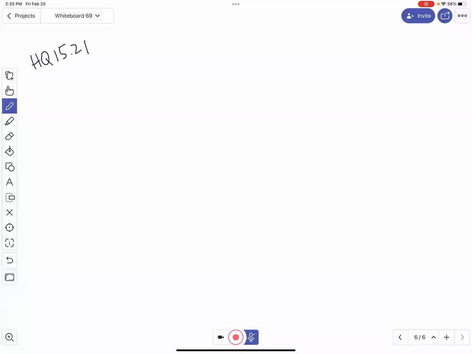So for question 15.21 from the homework, we have this 0.5 molar solution of pyruvic acid. Pyruvic acid is a weak acid. And based on that, the pH of that solution is, what's your pH? It's 1.84. Based on this information, we want to find what is the Ka of this solution.